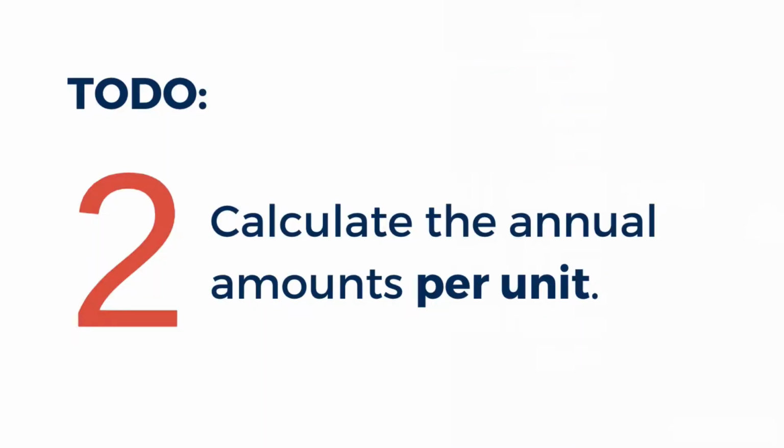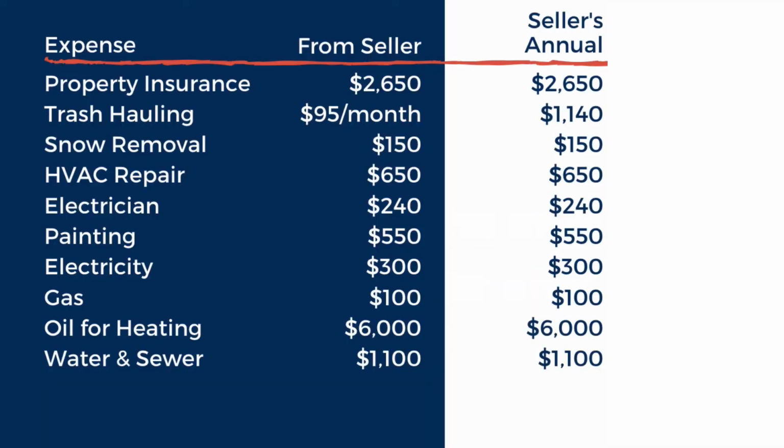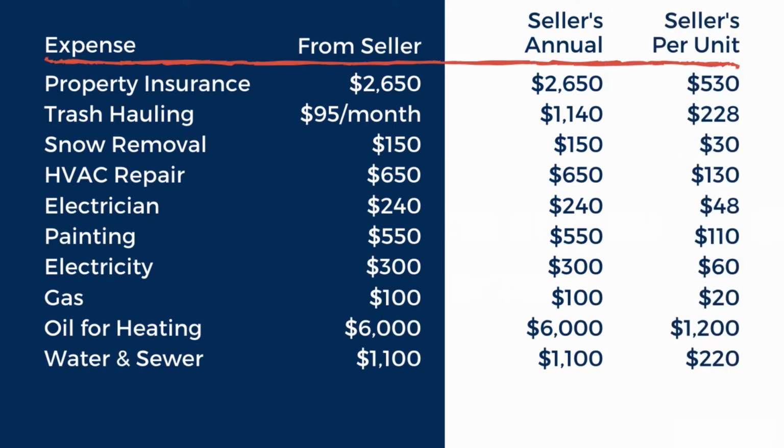The next thing we need to do is calculate the seller's annual expenses per unit. And you get that by taking the total expense and dividing it by 5, which is the number of units. Cost divided by 5 units equals cost per unit. So going through each of the seller's annual expenses, we can divide it by 5, and on the far right, you see what the seller's per unit cost is.